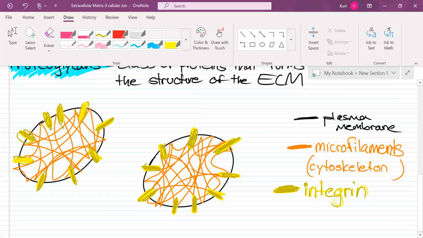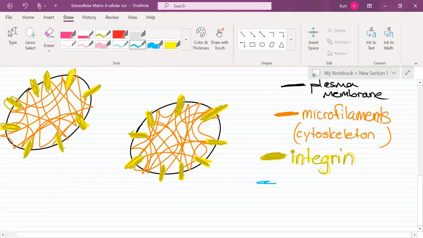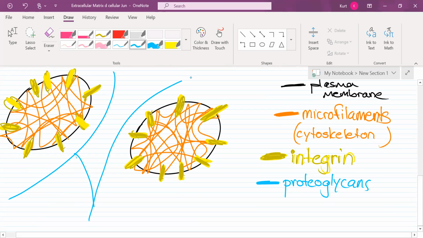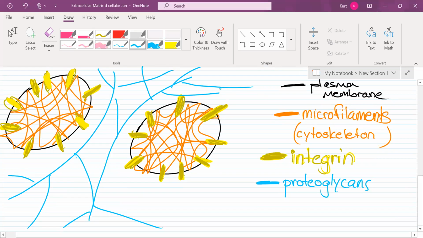Okay, now I'm going to skip fibronectin and go straight to proteoglycans. I'll come back to fibronectin. So proteoglycans are going to be proteins that are woven in the extracellular space. It's like a spider web, but the proteins are forming this web, this network.